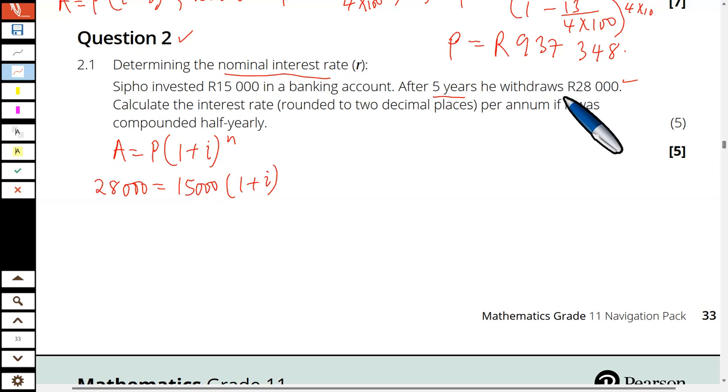After 5 years, he withdraws this amount of money, but it's compounded half yearly. If it's compounded half yearly, you have two periods in a year, so that is 2 times a year, but by 5 years. So we continue.